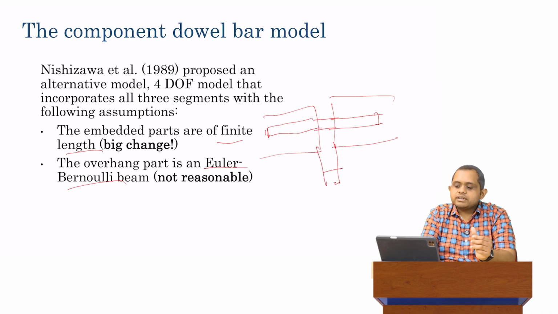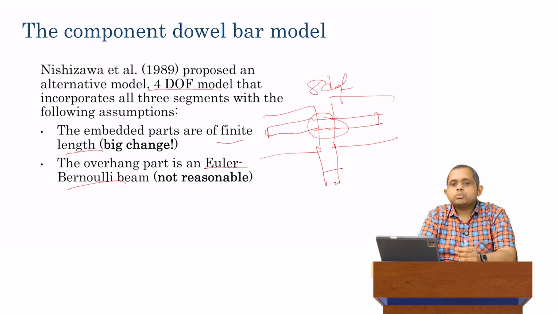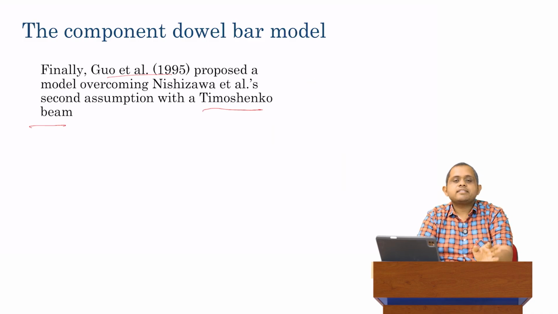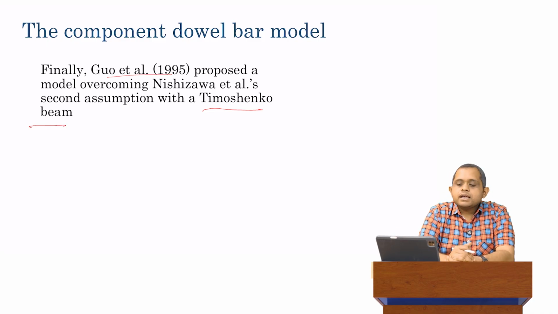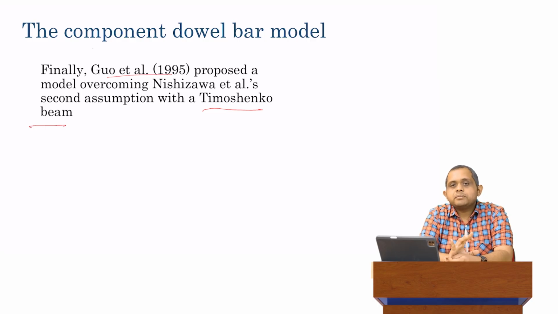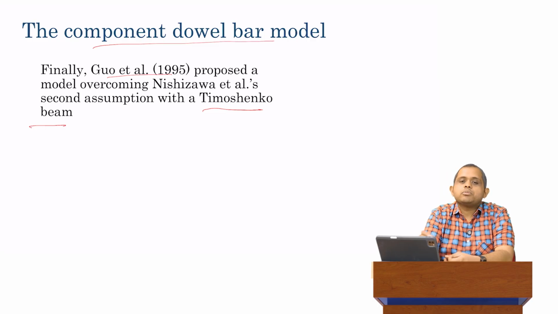Nishizawa, instead of modeling this overhang part as an 8 DOF system, provided a way to model it as a 4 DOF system, but it was modeled as an Euler-Bernoulli beam. Instead, what Guo did, they still modeled it as a 4 degree of freedom system, but this time they modeled it as a Timoshenko beam, which is more correct from a physics perspective. And so this final model, which we're going to discuss in subsequent slides, where the dowel is modeled as a 4 degree of freedom system is called the component dowel bar model.